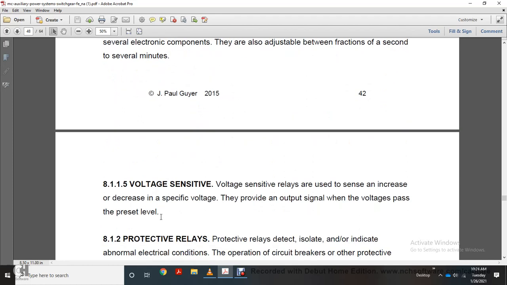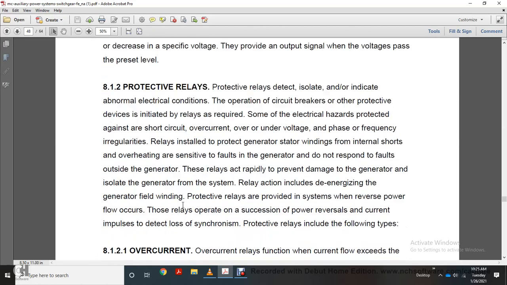Voltage sensitive relays are used to detect a specific voltage. They provide an output signal when the voltage passes the preset level. Protective relays. Protective relays detect, isolate, or indicate abnormal electrical conditions. Operation of a circuit breaker or other protective devices initiated by a relay is required. Some electrical hazards protected against are short circuit, overcurrent, and other undervoltage, phase, and frequency irregularities.